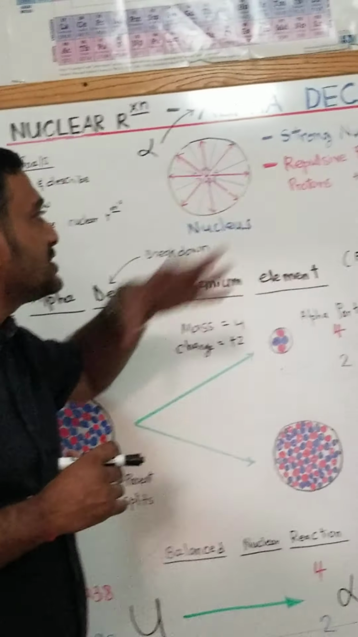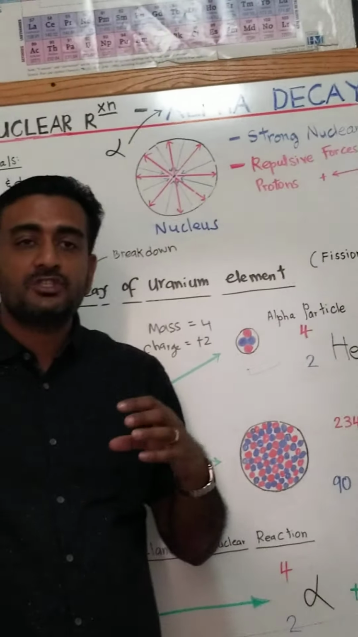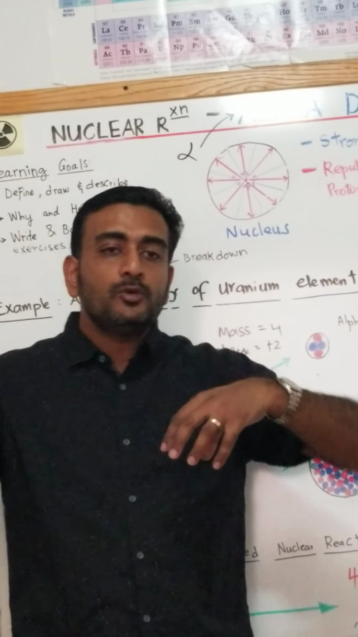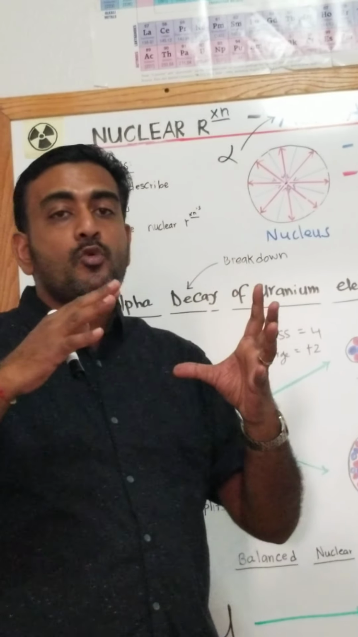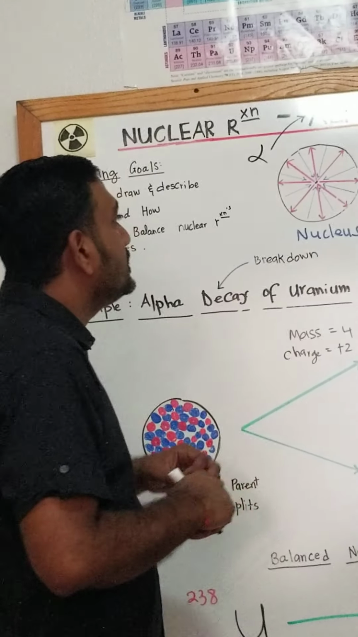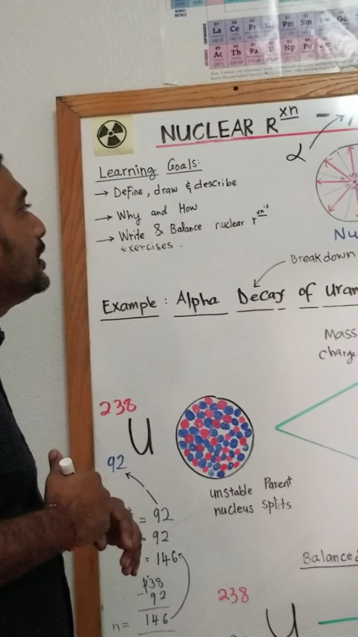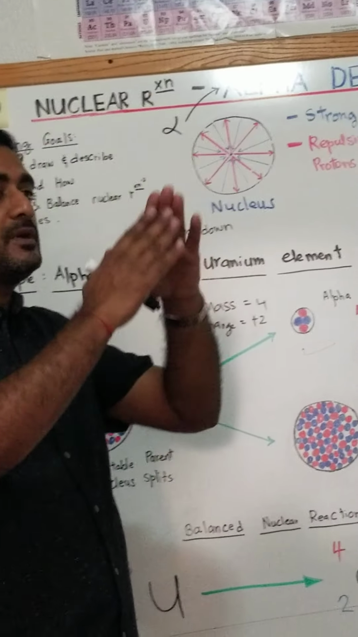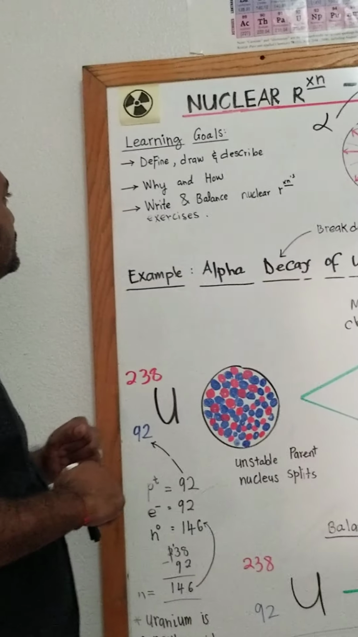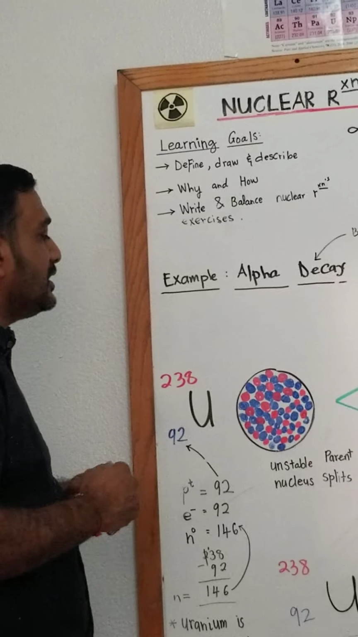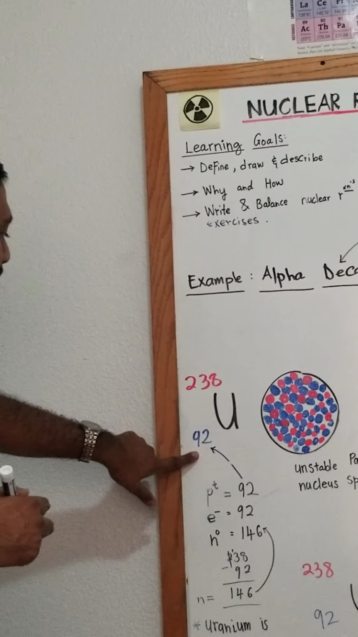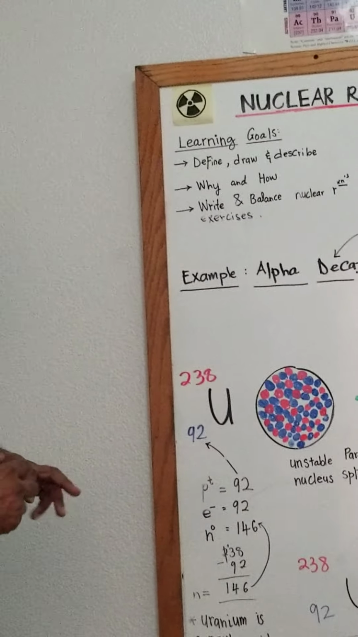When the repulsive force is created by the number of protons, if I keep on adding protons and making the nucleus heavier and heavier, the repulsive forces at a point in time will overcome the strong nuclear forces and break the nucleus open. So let's look at the example of uranium, with the atomic number 92 and the mass number 238.